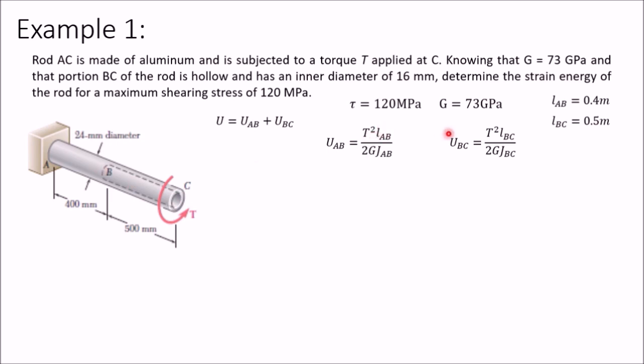So I am writing T in both cases same. Similarly, material is same throughout for both the sections, so I am writing G. Both lengths are different, and polar moment of inertia for both parts are different. So I am writing JAB and JBC for polar.